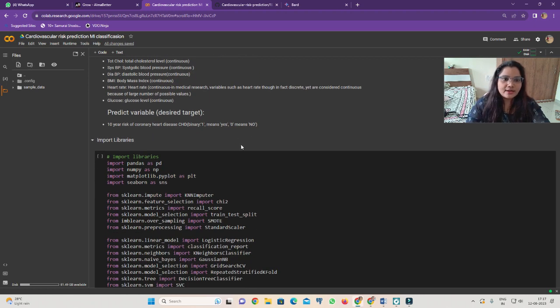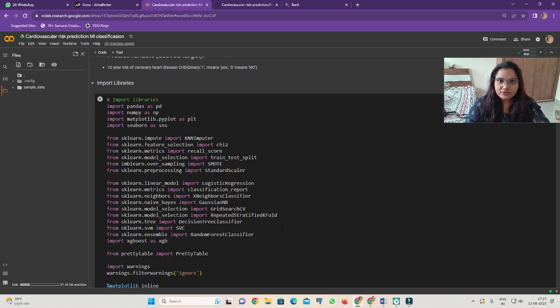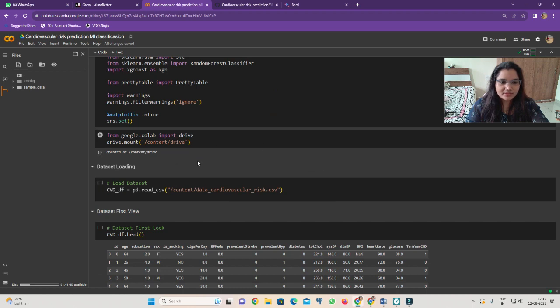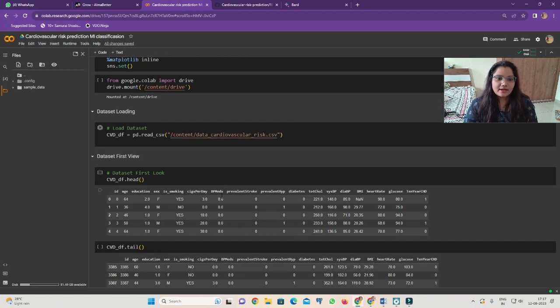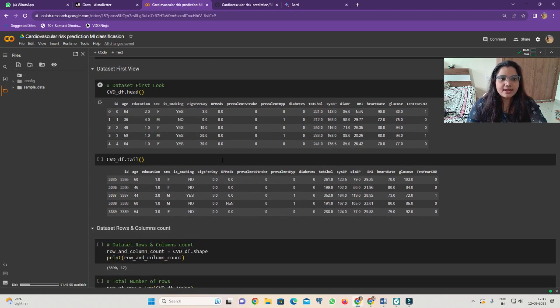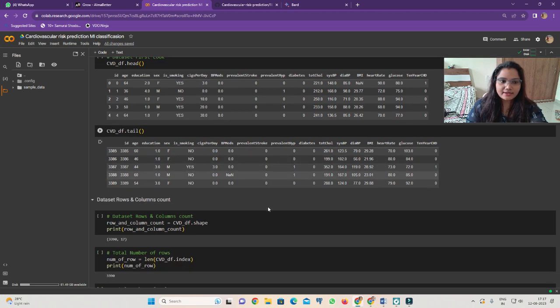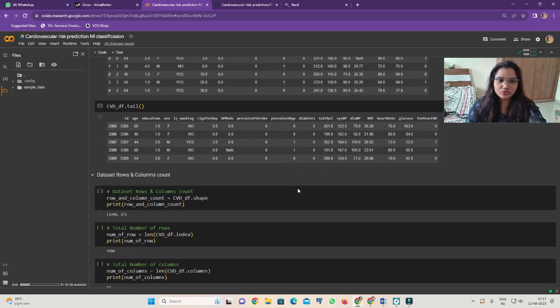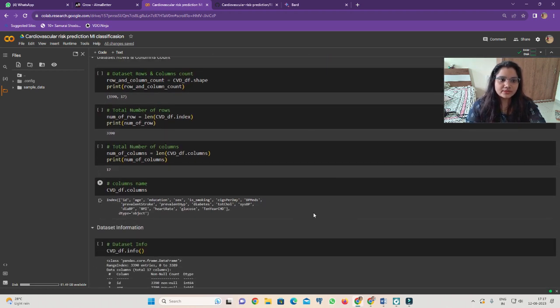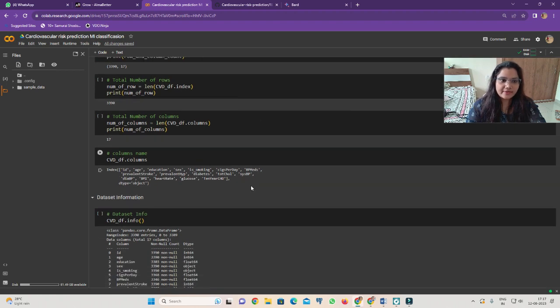So let's start. At first we import all the necessary libraries. Then I mounted this project into my drive. Then we loaded the data set, and the first look is the head, that means the first 5 rows of data, and the tail, that is the last 5 rows of data. Then we got 3,390 rows in this data set and 17 columns.